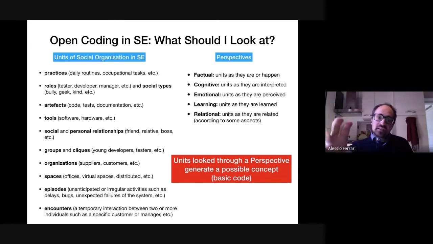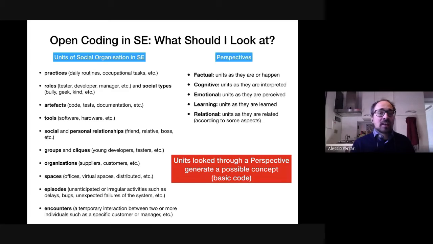But the thing that is important is that the same unit, you can look at with different perspectives. For example, you can use a factual perspective in which units are as they are written, so it's more just descriptive in some way. Cognitive, so units as they are interpreted by the participants of your study. Emotional, units as they are perceived. For example, a certain activity may be perceived as boring or stressing or really engaging.